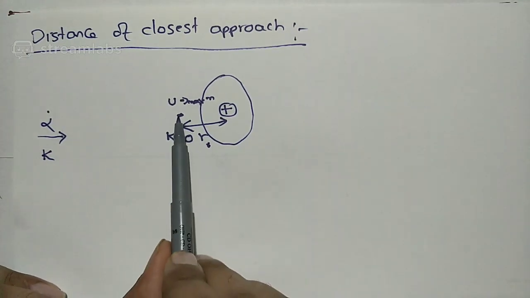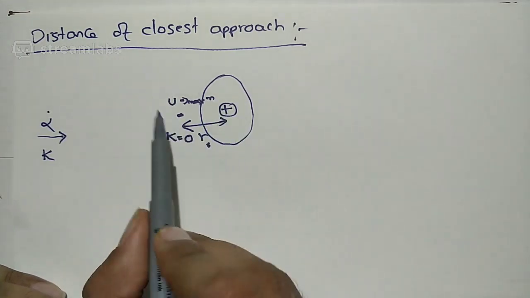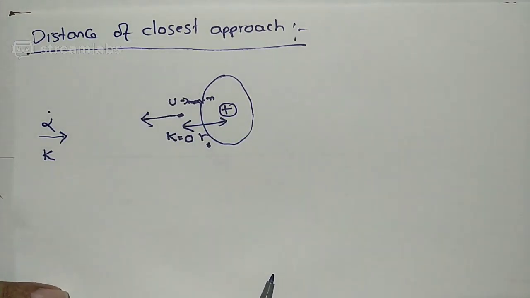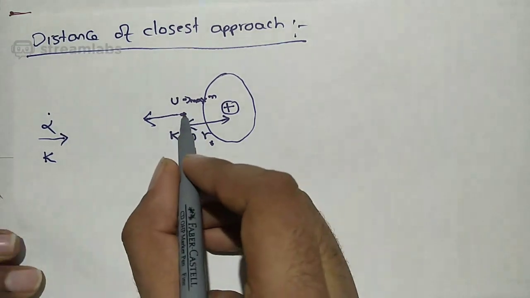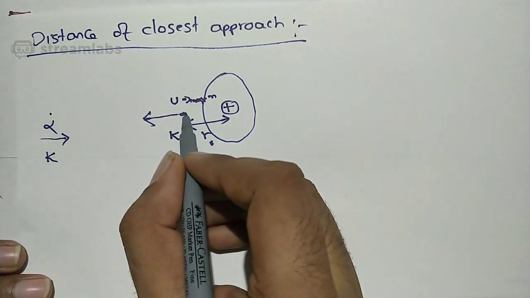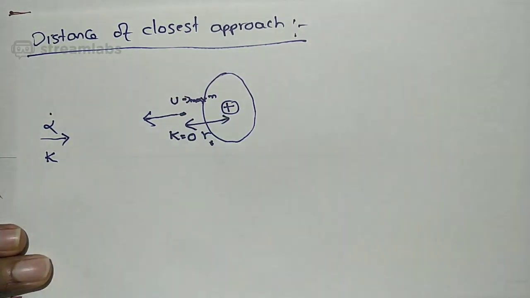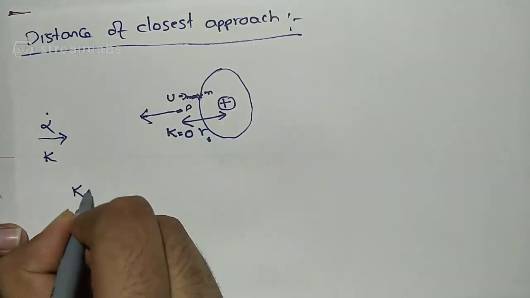And after that, what happens? There is a closest approach. So now if you calculate the distance of closest approach, you can find the size of the nucleus. This is how Rutherford came to know about the size of the nucleus. Now at this point, the entire kinetic energy is converted into potential energy. So at point P, kinetic energy is equal to potential energy.